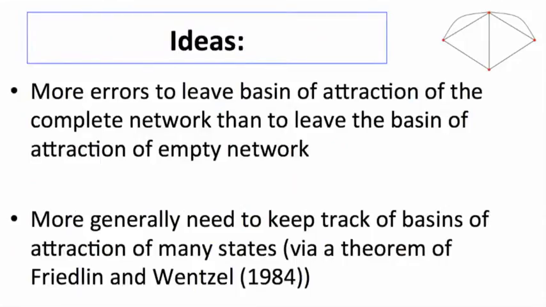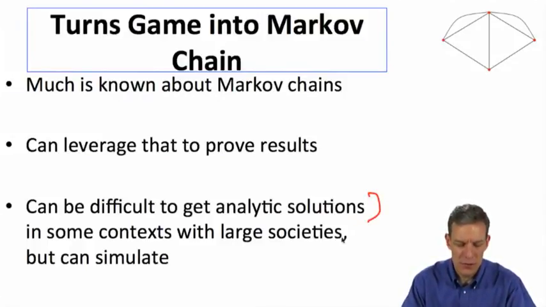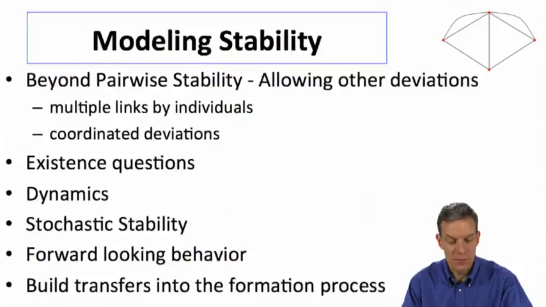So the idea here, again, to emphasize, is that you need more errors to leave the basin of attraction of the complete network than to leave the basin of attraction of the empty network. And more generally, to solve these things, you need to keep track of basins of attraction of many states. So there's a theorem by Freidlin and Wentzell in the 1980s on Markov chains, and that allows one to leverage this and to do calculations of how these things work. But more generally, this kind of process is going to select some of the networks. It's turning things into a Markov chain. We know a lot about them. Even though it's difficult to get analytic solutions, you can simulate these things.